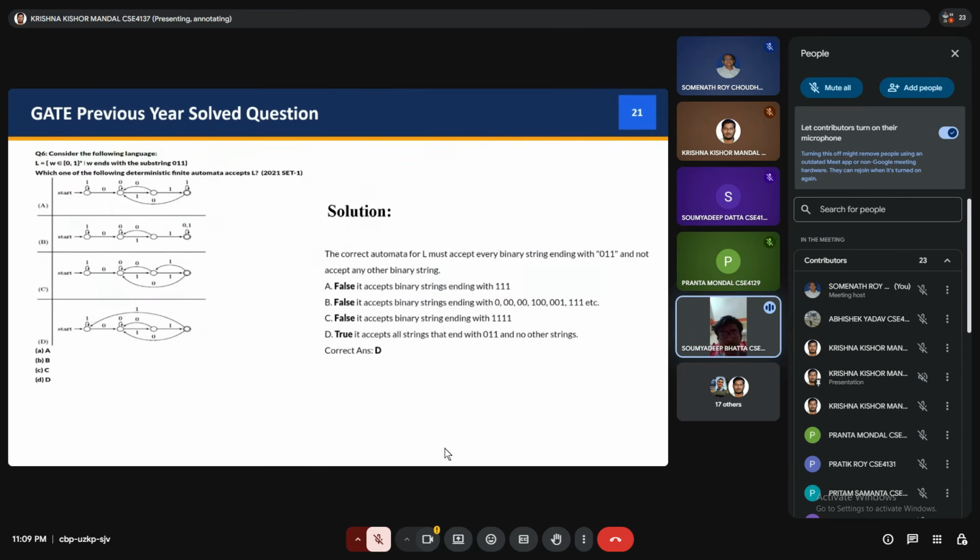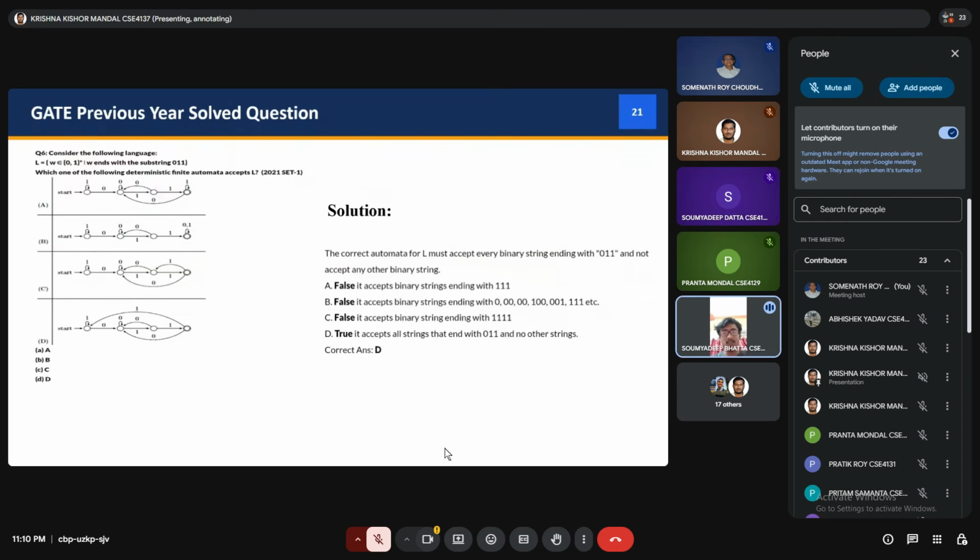Here we are given a language L over 0 and 1 such that all strings must end with the substring 0, 1, 1. So our goal is to identify which DFA accepts exactly those strings that end with 0, 1, 1 and rejects all the others. To solve this, we think in terms of tracking the last few characters. First, we wait for a 0, then we accept 1, then another 1. So the DFA should move step by step like start, 0, then 0, 1, and then 0, 1, 1. Now we check each option.